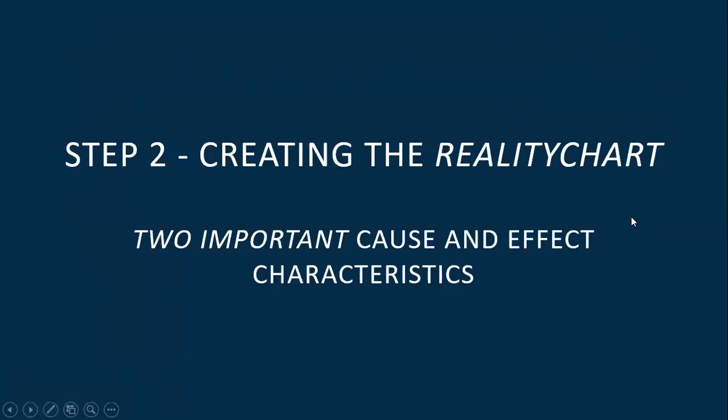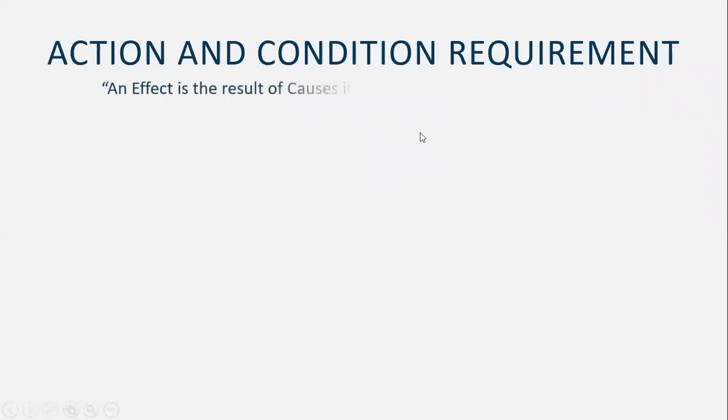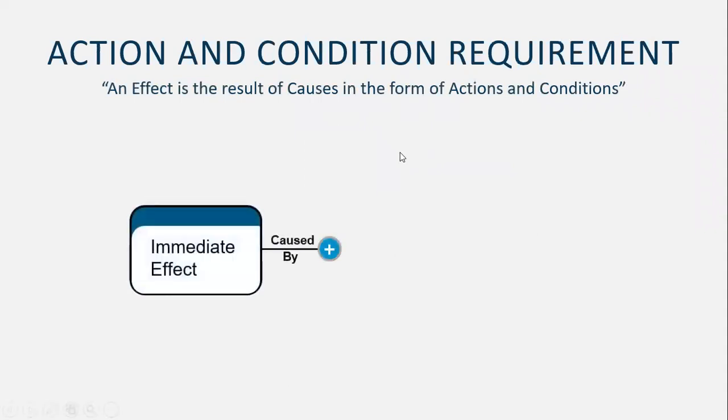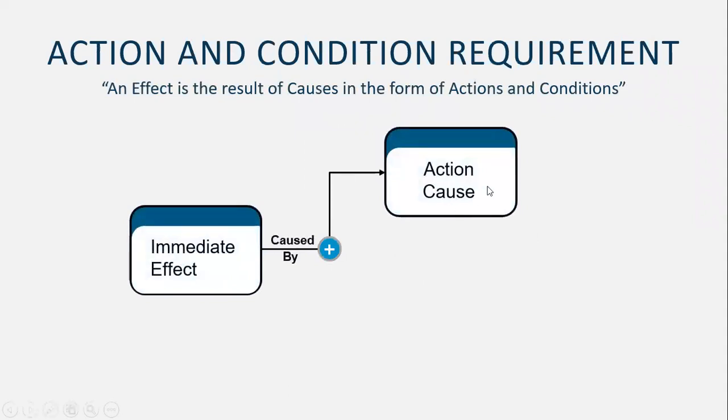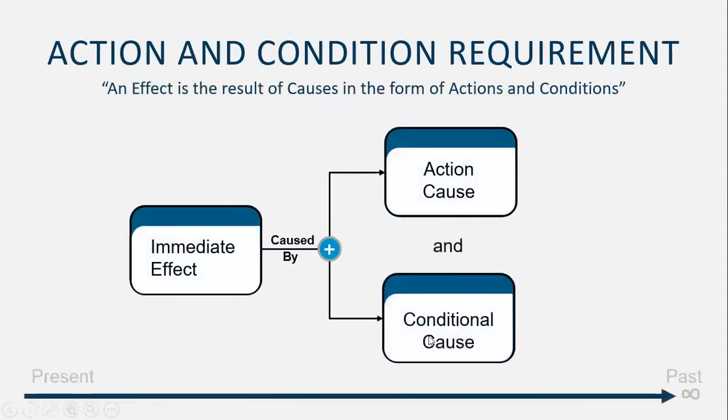So we've done step 1. We've defined our problem. Now we're ready to do the analysis and create the cause and effect chart. 2 important cause and effect characteristics are what we want to touch on first, though. One is that for an effect to occur, we have to have at least 2 causes in the forms of actions and conditions. So you can see for this immediate effect, we have to have at least 1 action cause and 1 condition cause. And notice we're starting with the incident or the present, and we're going backwards in time asking the question why or caused by or what caused this.